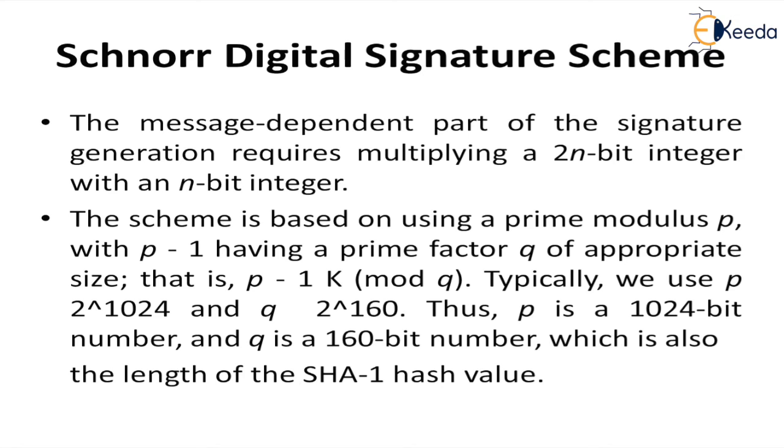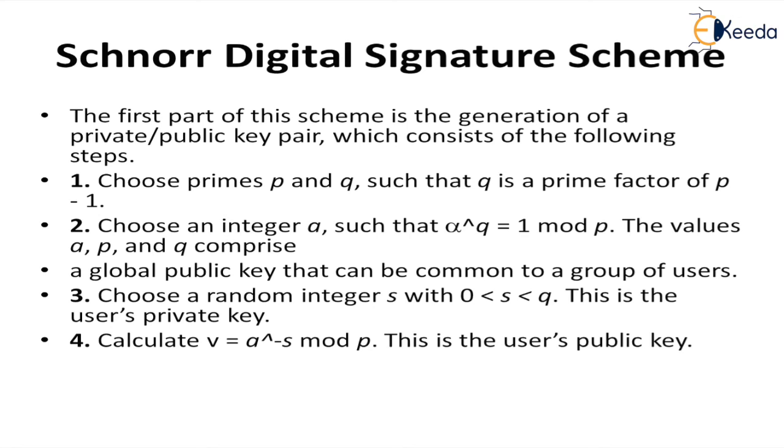Typically, we use p approximately 2^1024 and q approximately 2^160. Thus, p is a 1024 bit number and q is a 160 bit number, which is also the length of the SHA1 hash value. The first part of the scheme is the generation of the private public key pair, which consists of the following steps. First, choose the primes p and q such that q is a prime factor of p - 1.